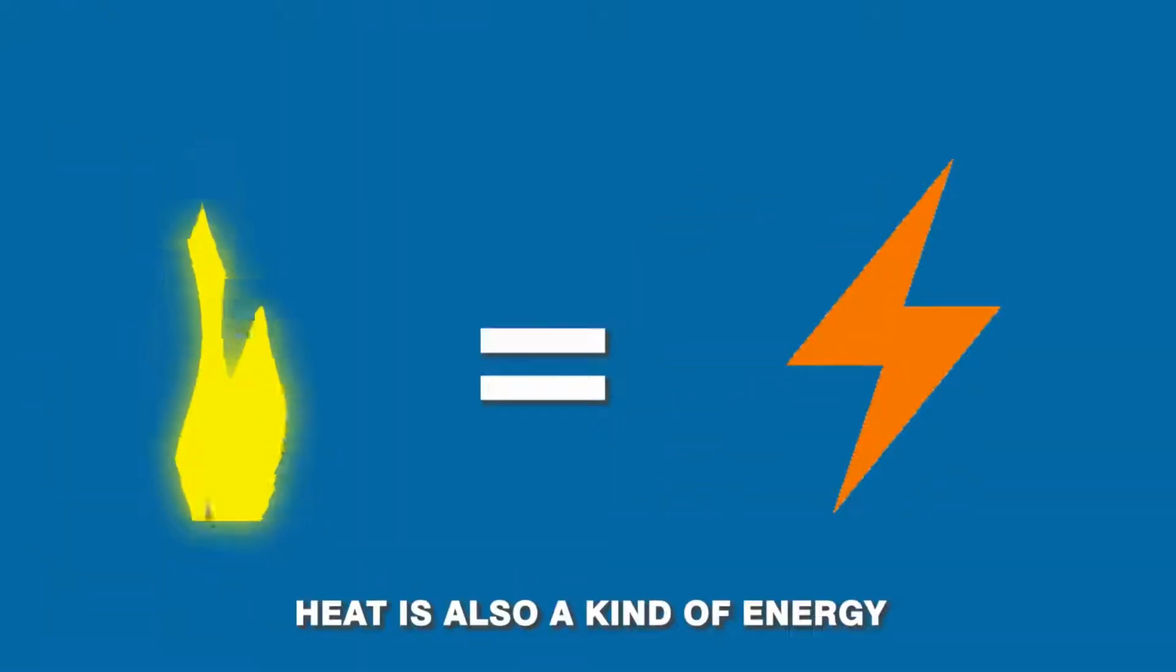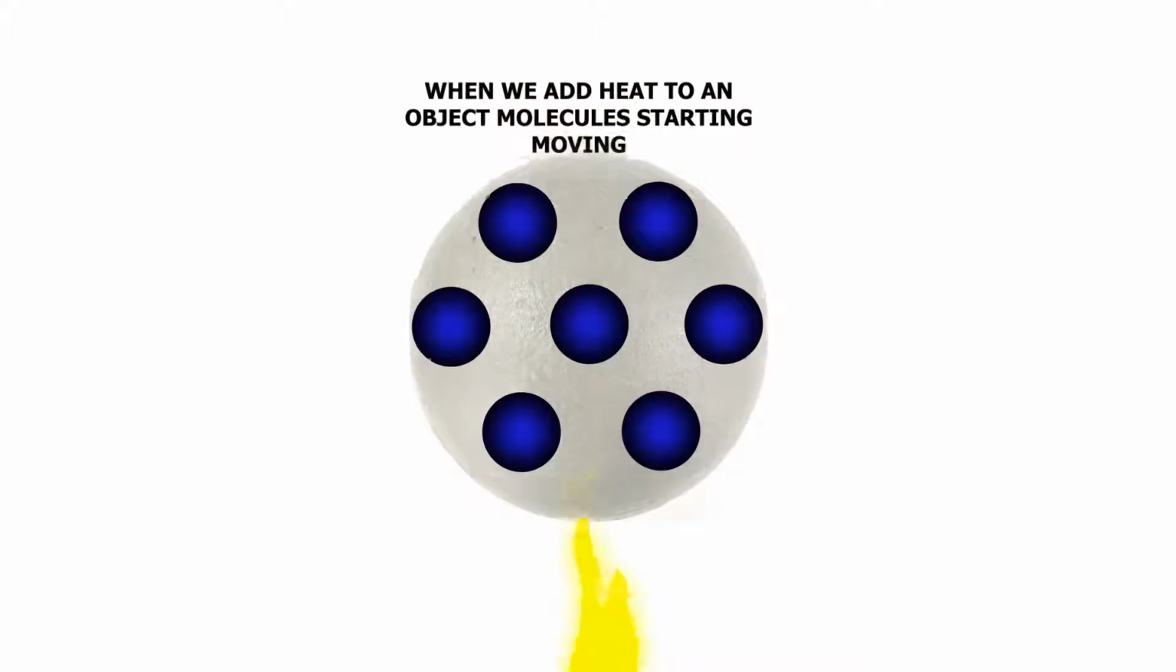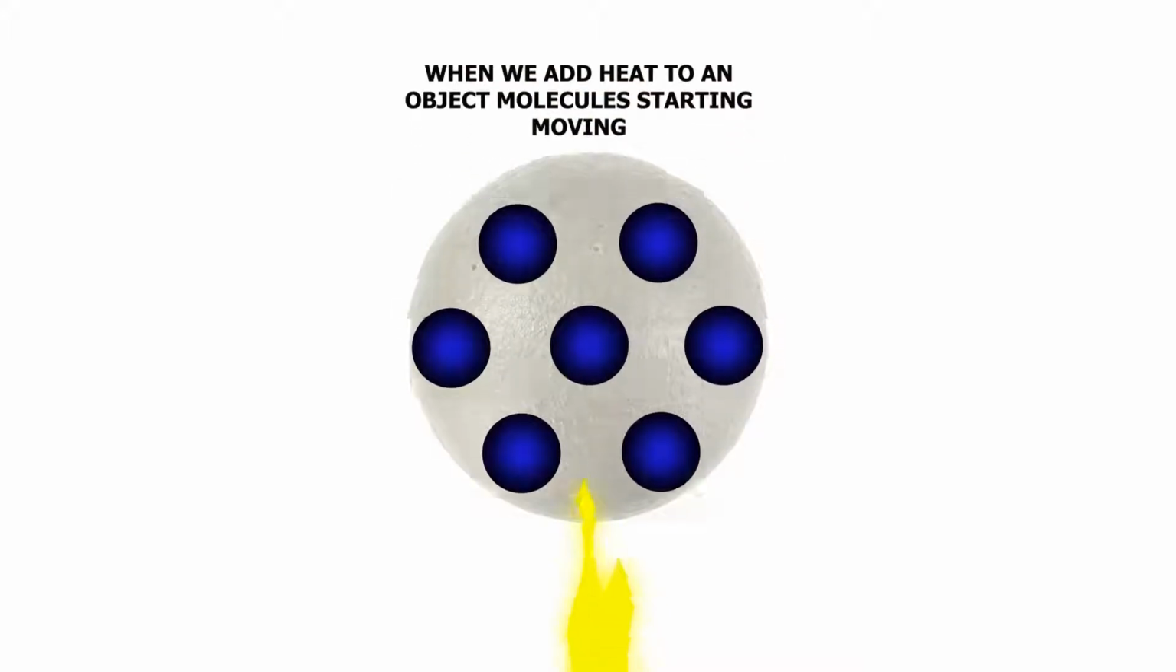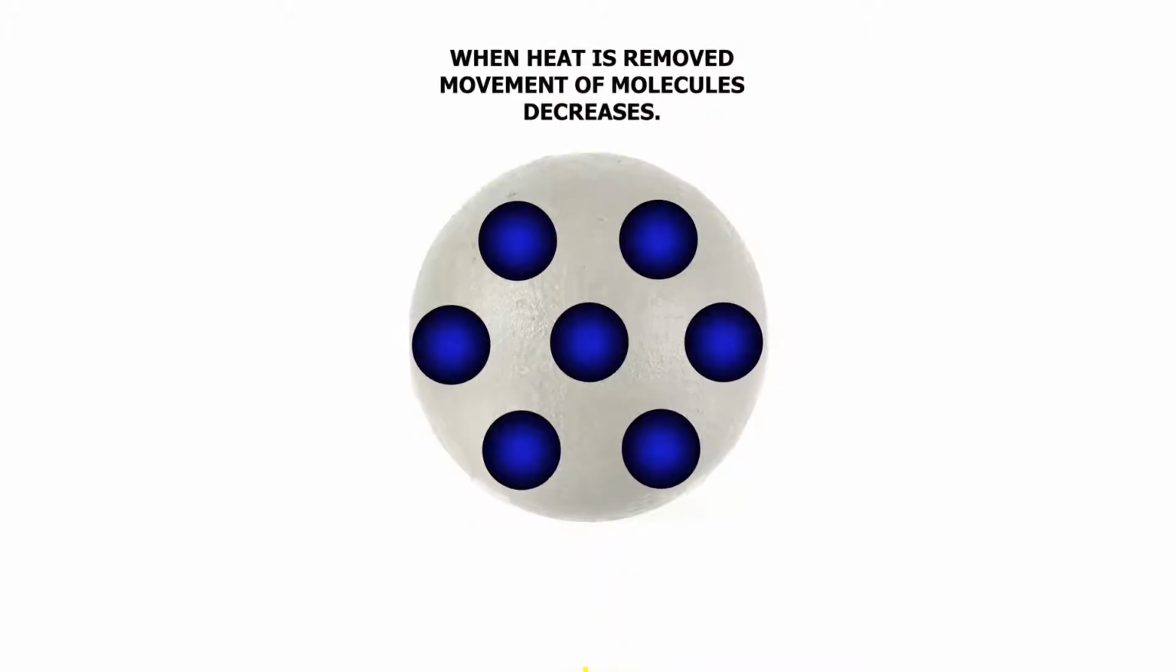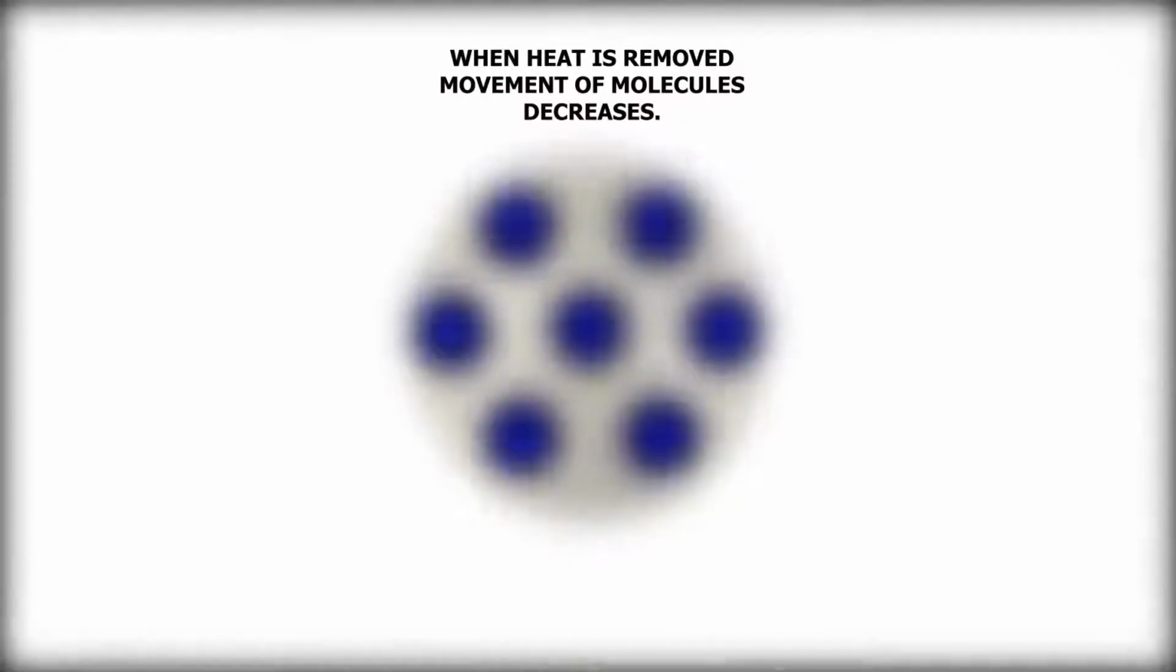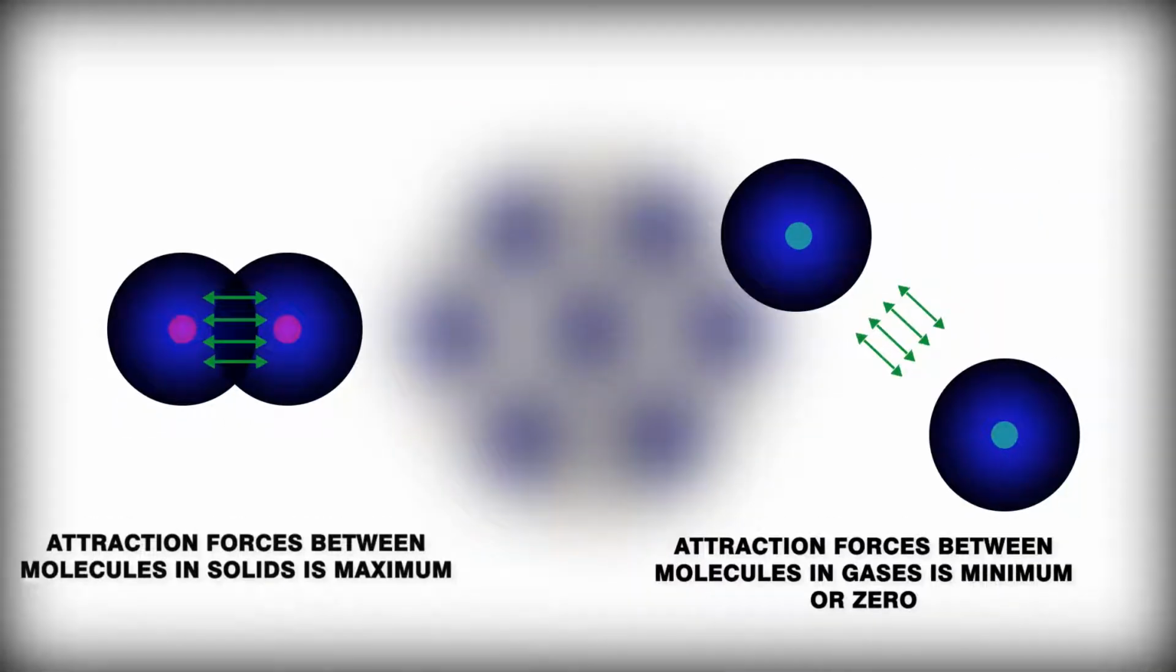We know that heat is a type of energy and is stored in the form of movement of atoms and molecules. When we add heat energy to an object, movement of molecules increases. And when heat is removed, movement of these small particles decreases. We also know that, in solids, attraction force between particles is maximum, and, in gases, there is no attraction force.